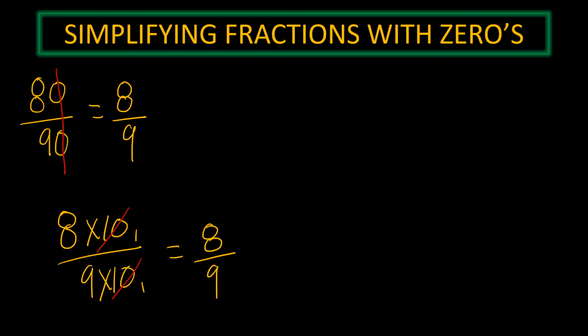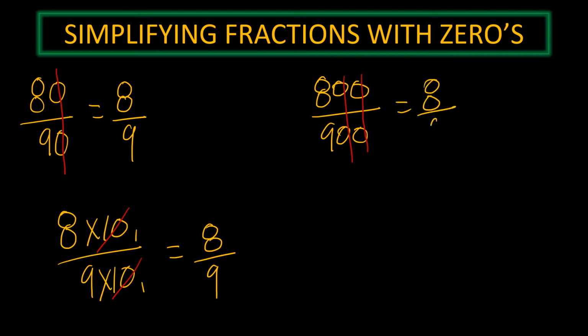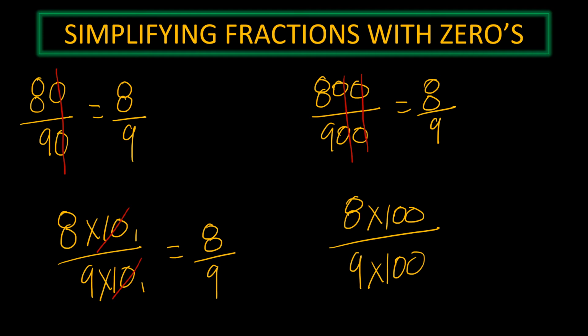Similarly, if I had an example like 800 divided by 900, we can just cancel our zeros, and this will go to 8 over 9. Because we can rewrite 800 as 8 times 100, and we can rewrite 900 as 9 times 100. And so when you multiply by 100 on top and on bottom, they cancel each other out, and you'll just be left with 8 over 9.